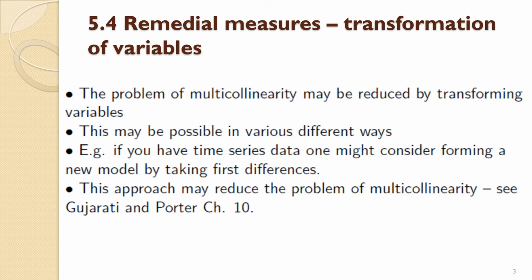So an alternative remedy to multicollinearity is to transform variables. This might be possible in various different ways. The classic example for accounting and finance data is if you have time series data, you might consider forming a new model by taking the first differences, and it's thought that this approach can reduce the problem of multicollinearity.